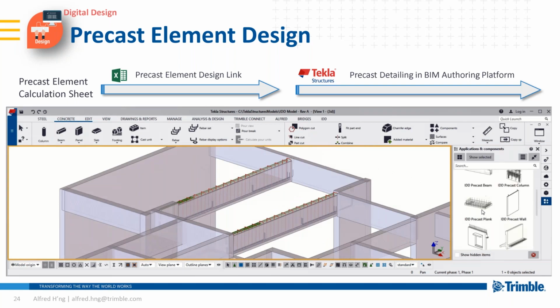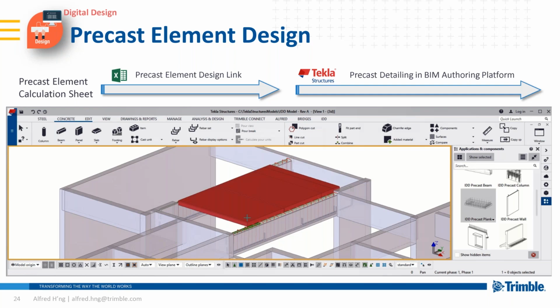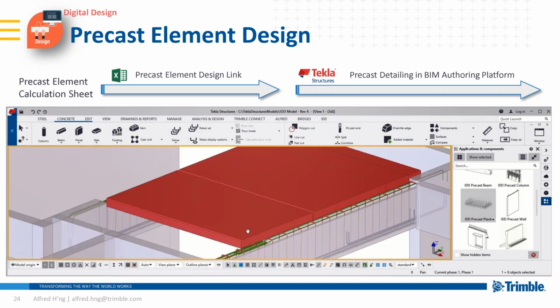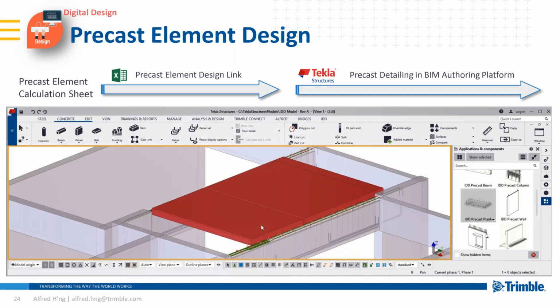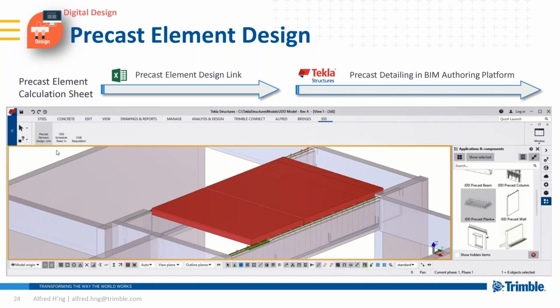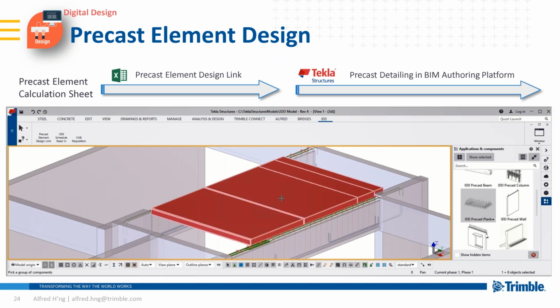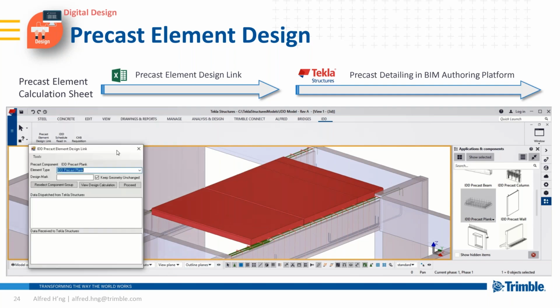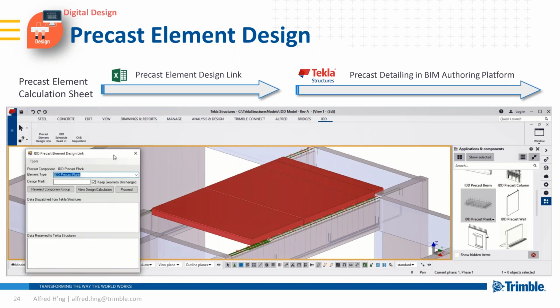The plank is first modeled in Tekla Structures, the BIM authoring tool. So in this project, a precast element design link was developed. The design link will gather geometrical information from the model and pass the information over to Excel spreadsheets for design calculation in the background.